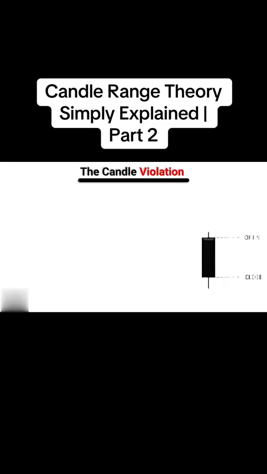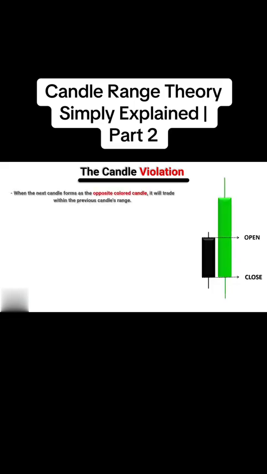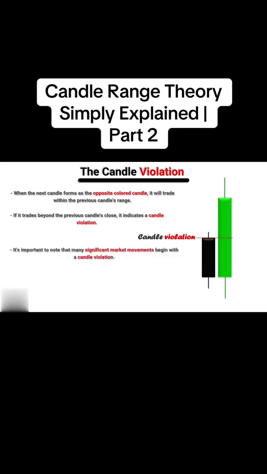The first concept is candle violation. The most important factor for each candle is the opening and closing price. When the next candle forms as the opposite colored candle, it will trade within the previous candle's range. If it trades beyond the previous candle's close, it indicates a candle violation. It's important to note that many significant market movements begin with a candle violation. In the upcoming videos, we will provide more details about the candle violation.